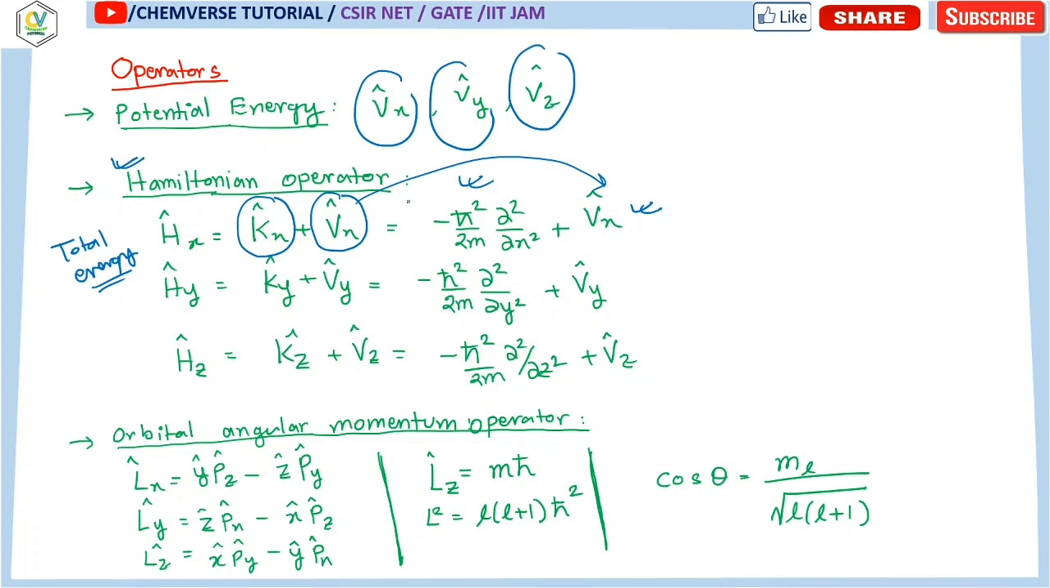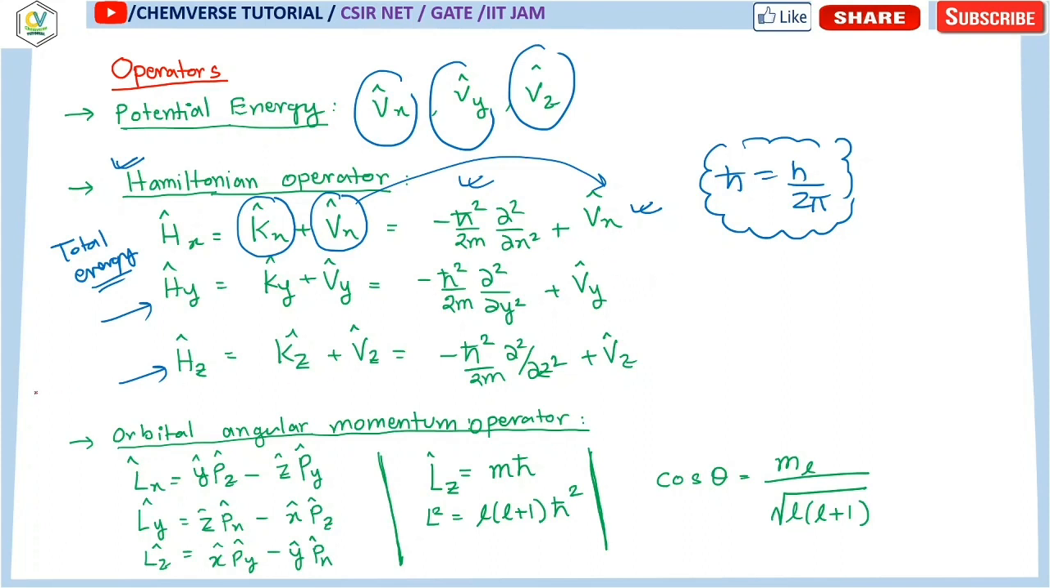Clear? Now h cross is nothing but h by 2 pi. In a similar way, we can write down the components for Y and Z. So up to this is clear or not?